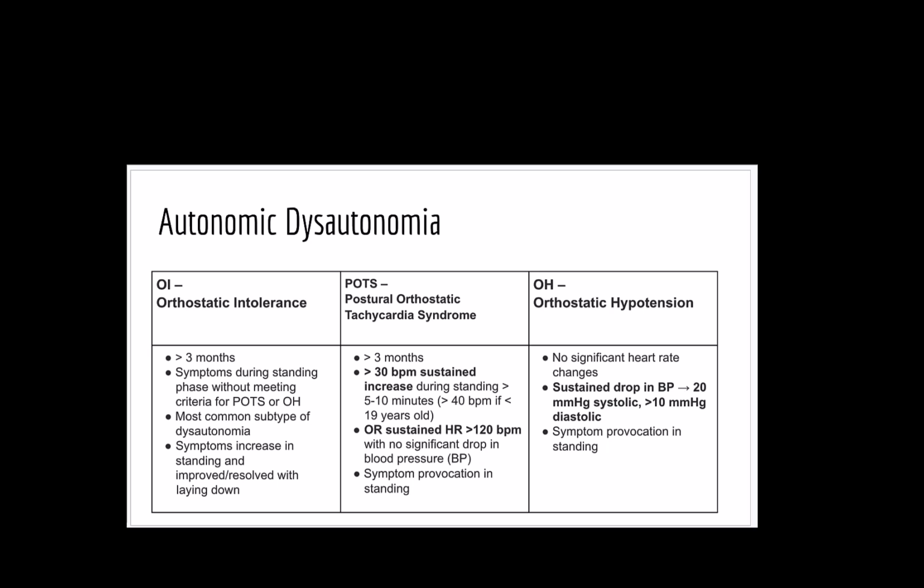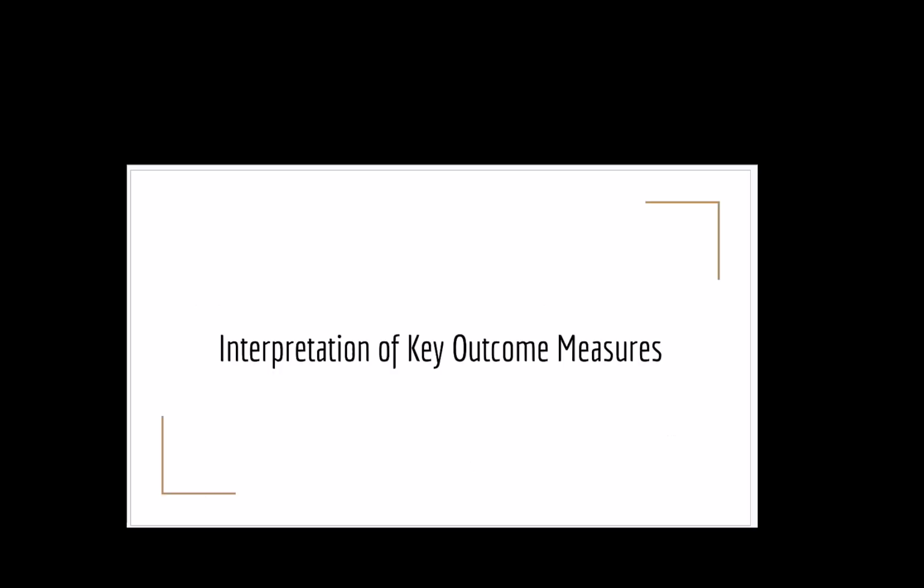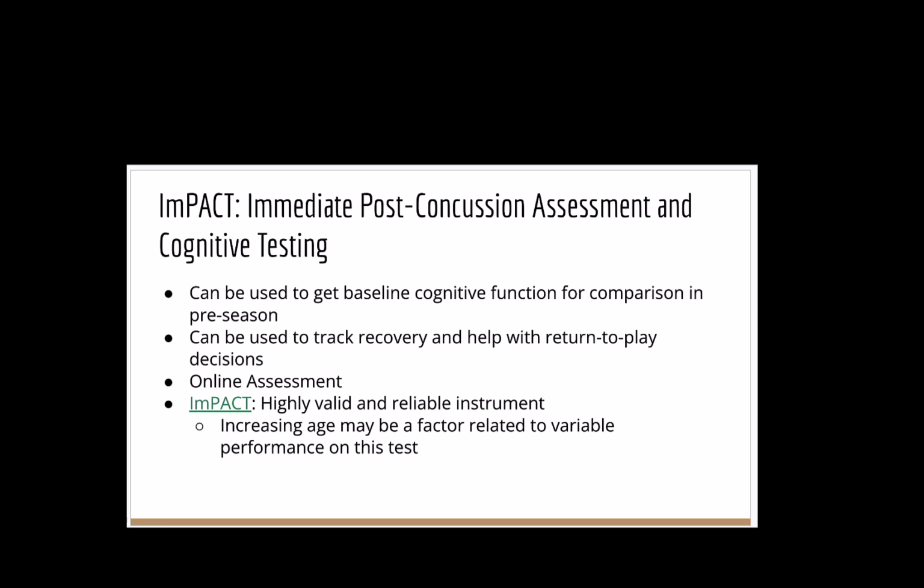with post-concussion syndrome. Let's talk about some of the interpretation of these key outcome measures, a few that we've talked about before, that I want you to feel really comfortable with: what they're measuring, how they're measuring it, and what some of those findings might look like. Say, from a neurocognitive testing standpoint, I really need you to feel comfortable with what ImPACT is, understanding that it's an online assessment, anyone can use it.